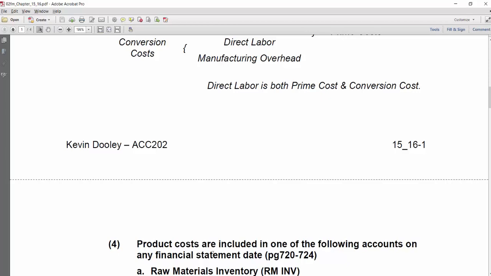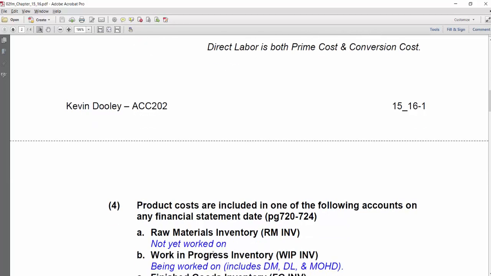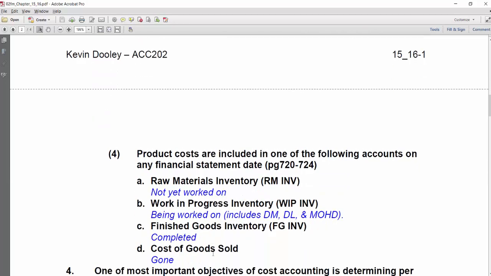At any point in time, if you were to stop and make a balance sheet for your company and an income statement and a cost of goods manufactured schedule, you'd see that product costs are included in one of these following accounts. Either raw materials inventory, because we have materials that we haven't even started working with yet, or work in process, goods in process inventory.